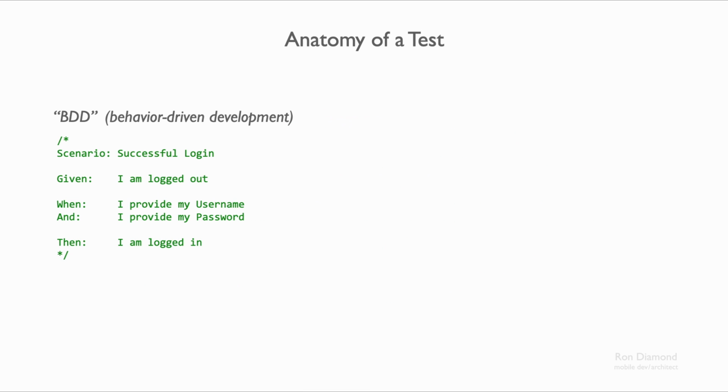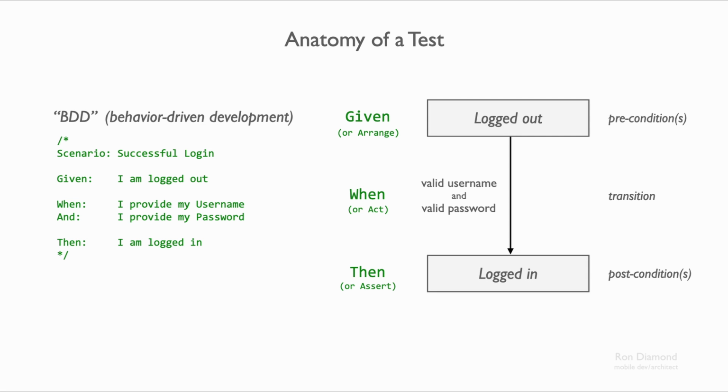So here's our scenario on the left, and the right is what developers might recognize as a state machine, a finite state machine. We start with a precondition, that's our given. Then we do a transition, say in this case by providing a valid username and password. Then we expect a certain set of post conditions, namely that we become logged in. And our keywords are given, when, and then.